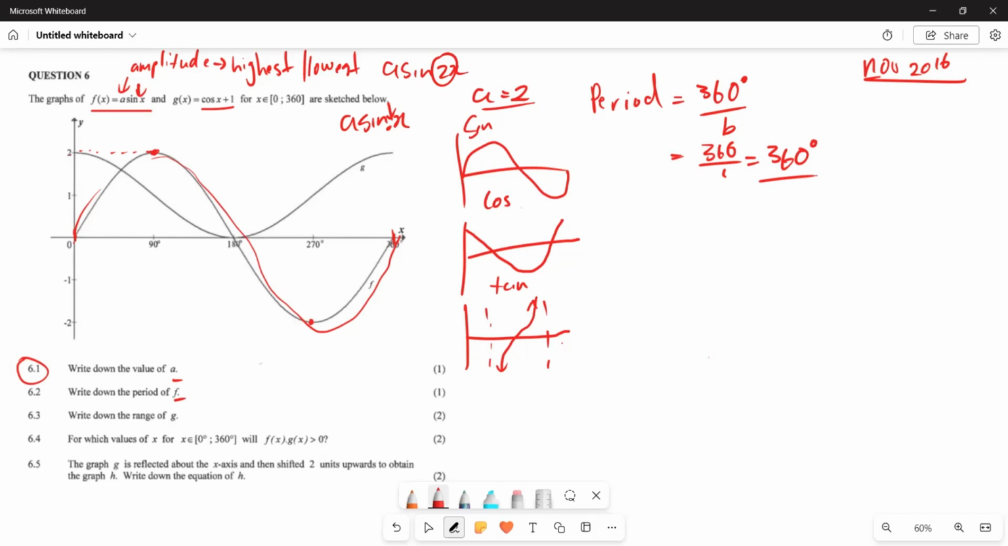Hopefully this makes sense. Now they want us to determine the range of g. If you were watching my videos, you'd realize that we said the range is all possible x, y values, right? How to get it? Basically now, if you look at this graph.